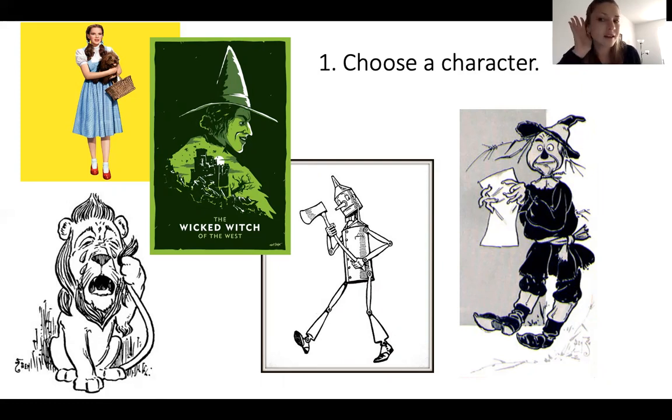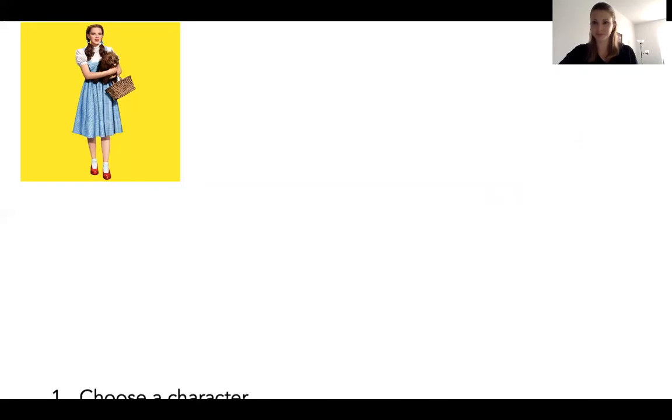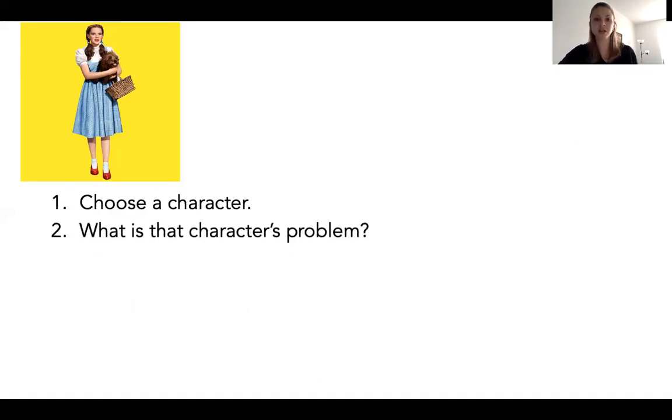Whisper it to me. Ooh, I can't wait to hear about it. Excellent. So after you choose your character, here's what you're going to do. I want you to think about and answer, what is the character's problem in the story? We talked about Dorothy's main problem, but the other characters have problems in the story too. So make sure you're really paying attention when you listen to the story today.